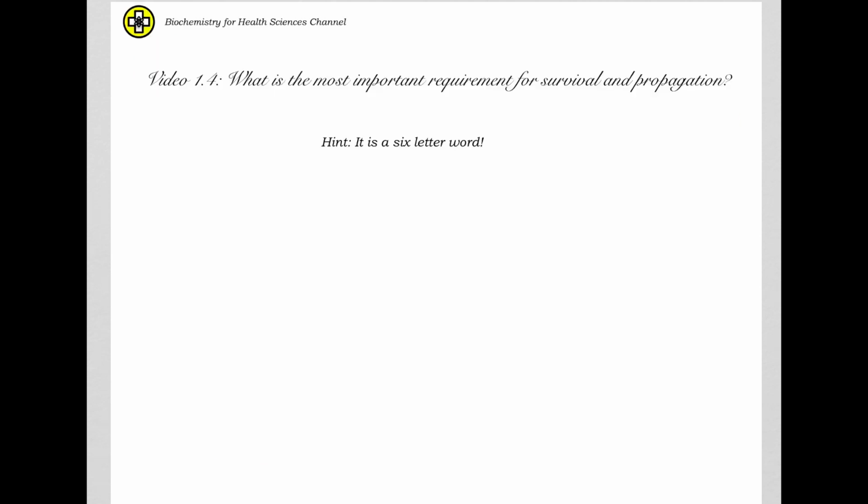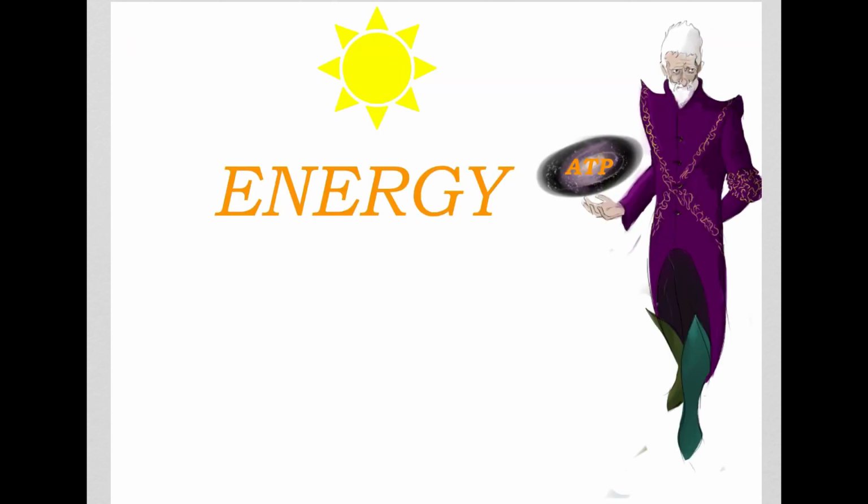In a previous video, 1.4, we asked this question: what is the most important requirement for survival of a human and propagation of the human species? And the hint was a 6-letter word, and the answer is energy. As we all know, without energy, nothing is going to happen.